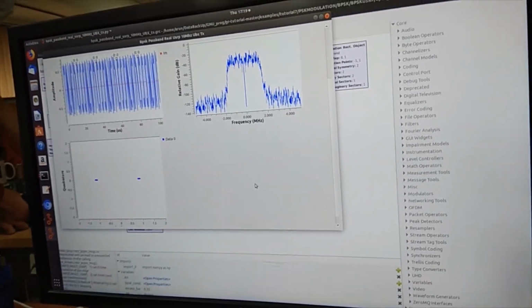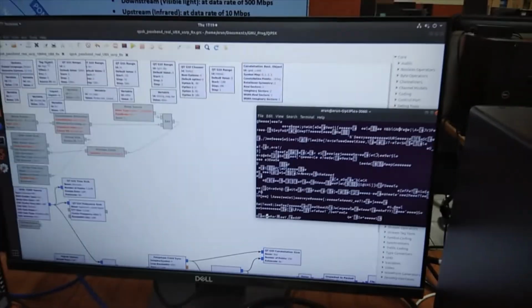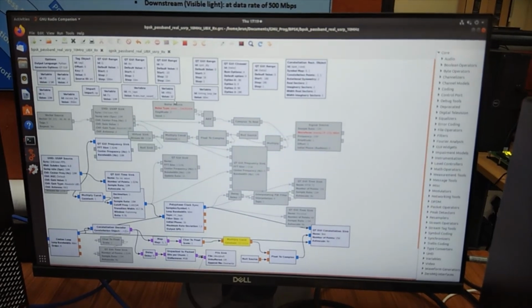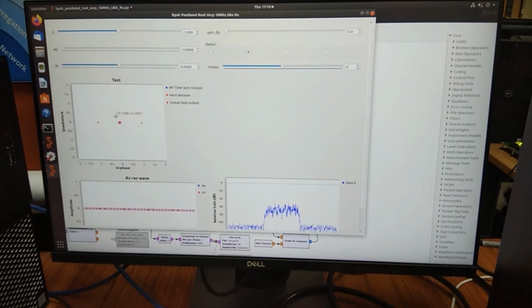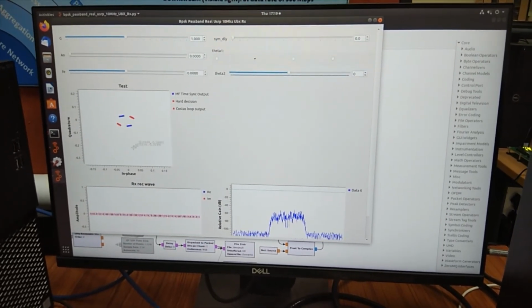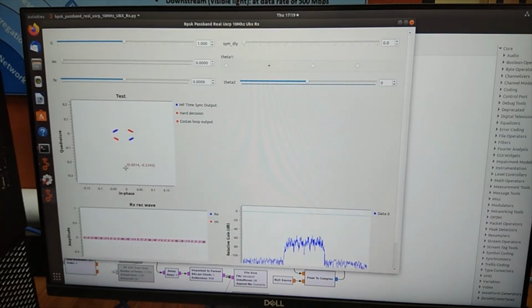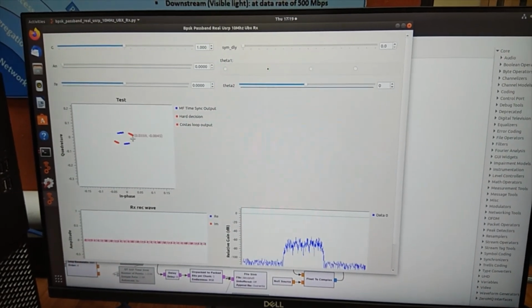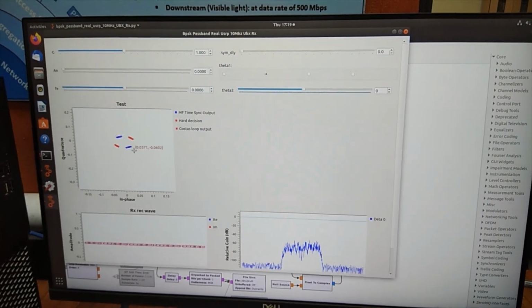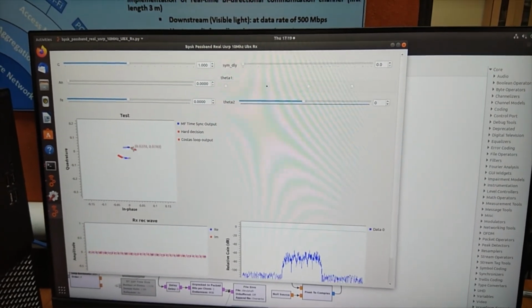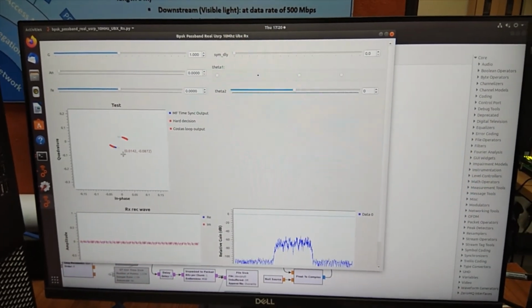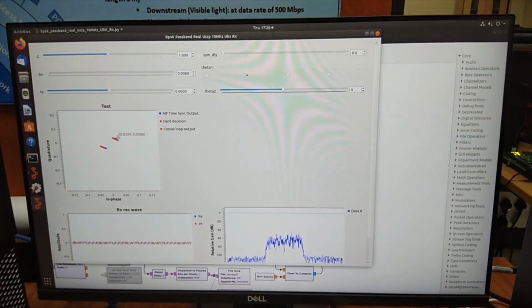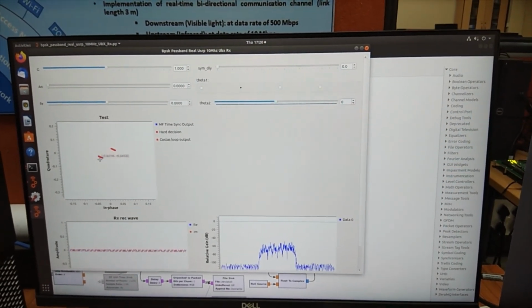Now I'll move to the receiver. So I'll turn on the receiver, start the simulation. So this is the constellation diagram of the received signal after the demodulation. There is some frequency offset with the constellation points in the blue, and this will be taken care of by the carrier recovery circuit, and then the constellation will become steady.